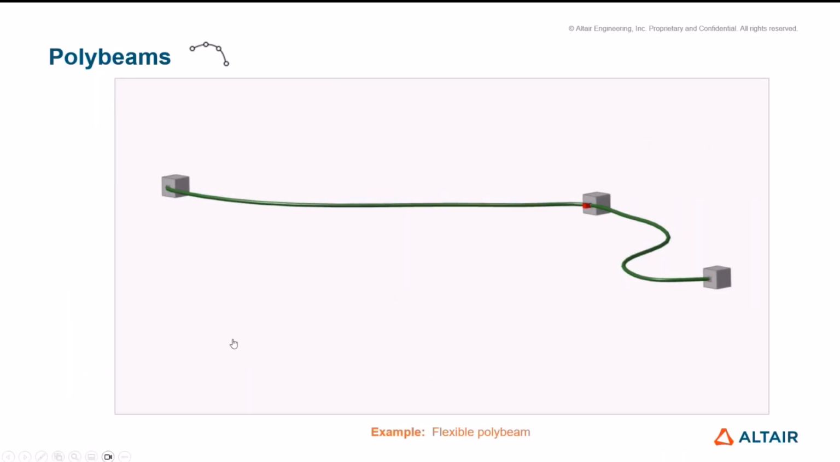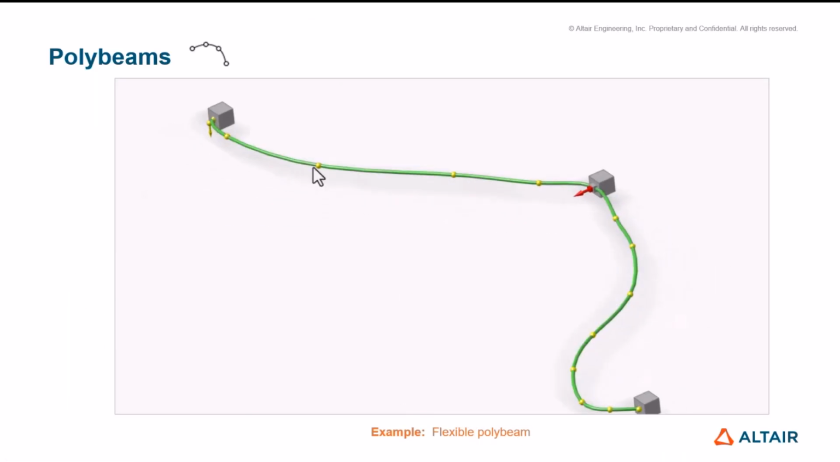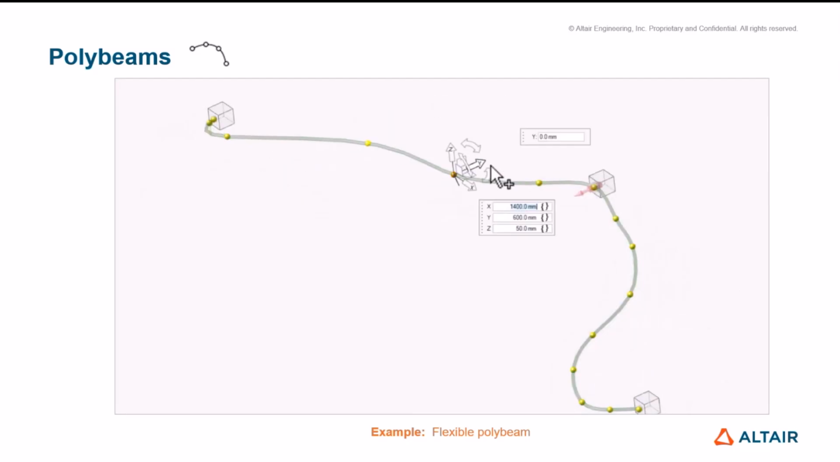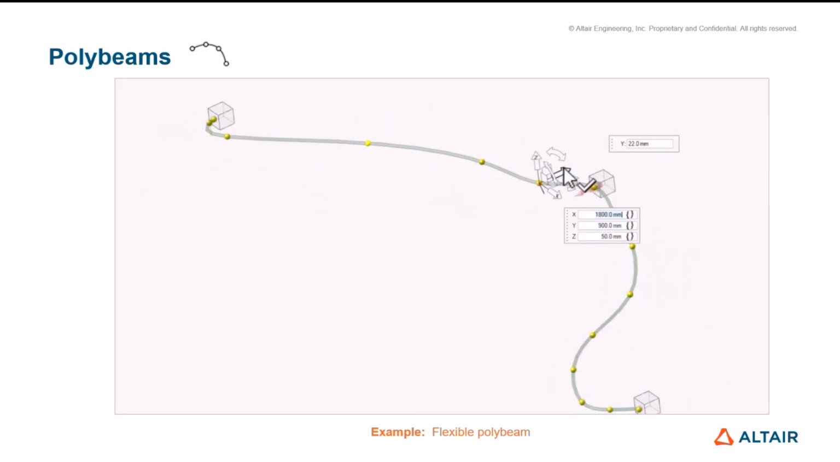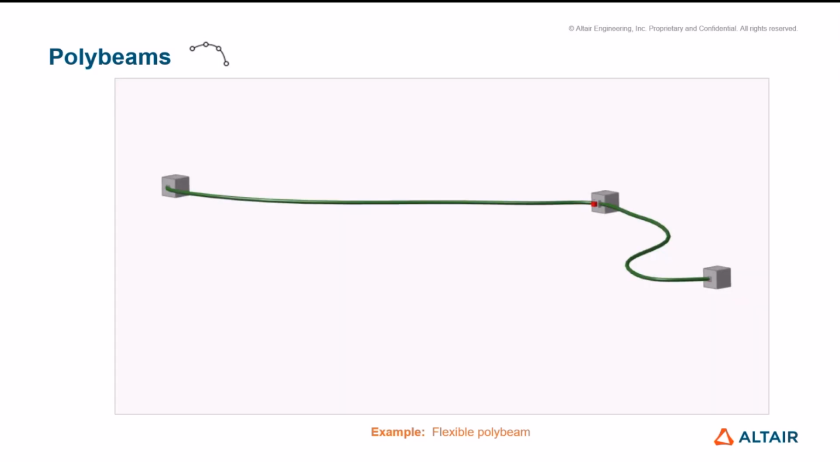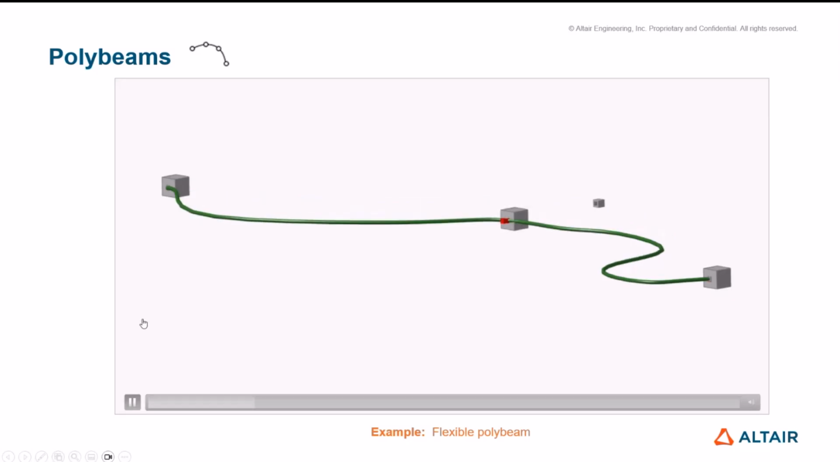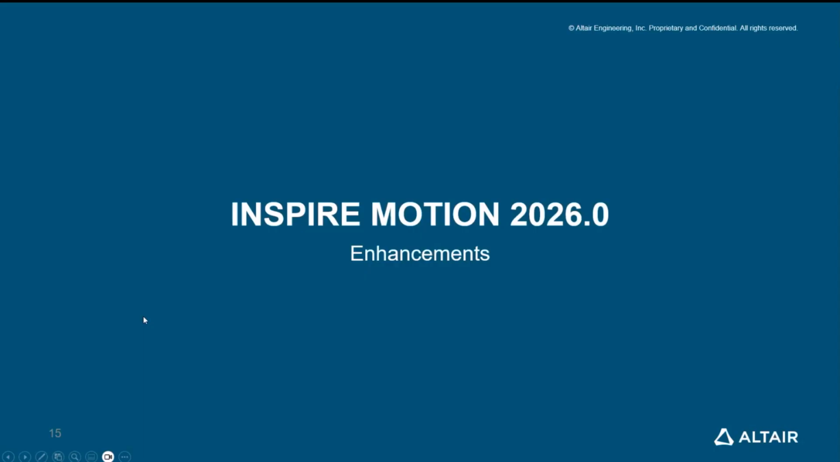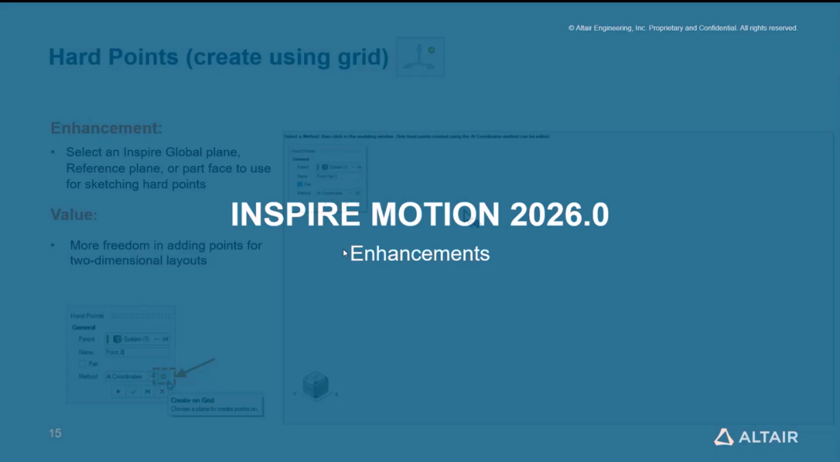I have another video right here. Here's more of a flexible polybeam, kind of represented as a flexible cable, if you will, just showing some simple changes in real time and then rerunning the simulation. Okay. Those were the notable main features for 26, and we'll move on to some of the enhancements now.